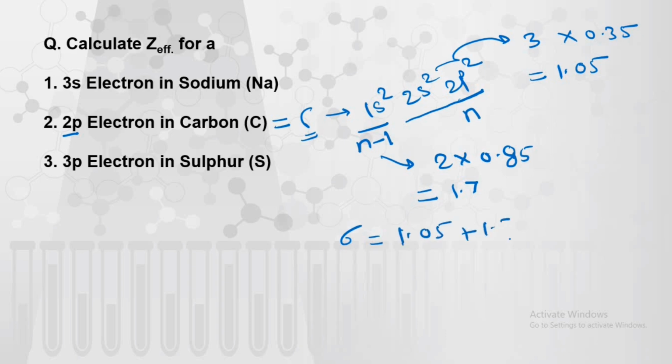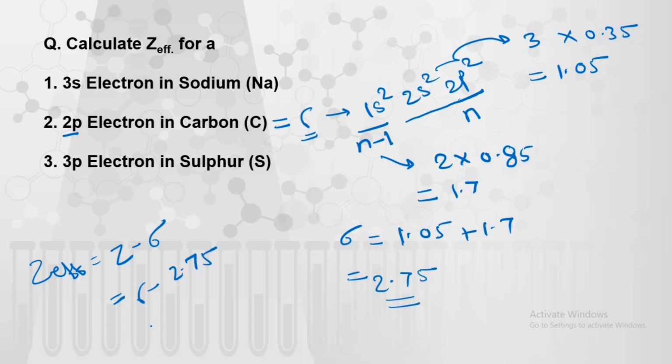Now if I calculate the sigma, what is the value for sigma? 1.05 plus 1.7, so it is 2.75. This is the value for sigma. Now Z effective is equal to Z minus sigma. Z is 6 minus 2.75. So the calculation is 3.25. So this is the Z effective for 2p electron in carbon.